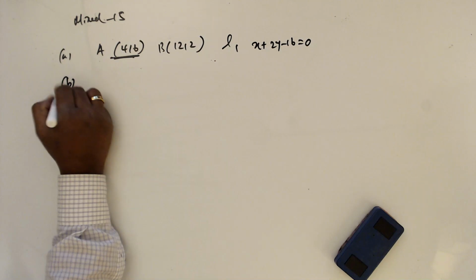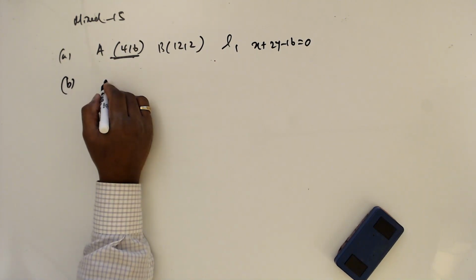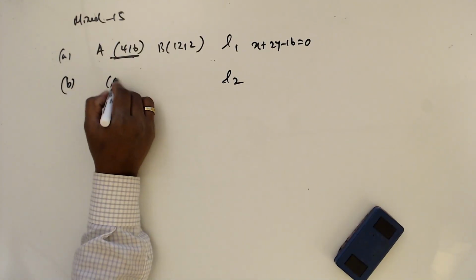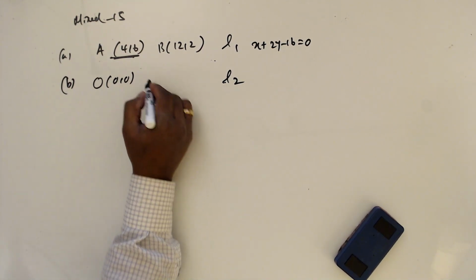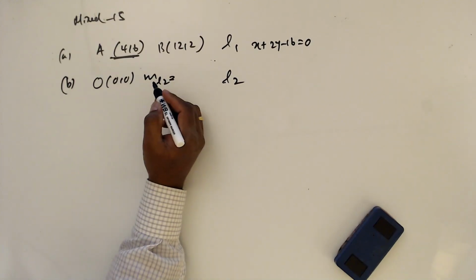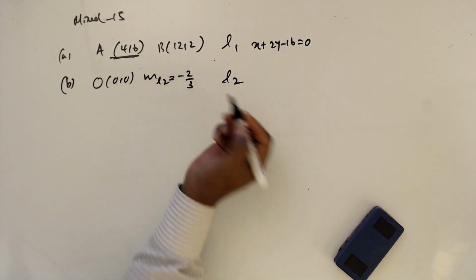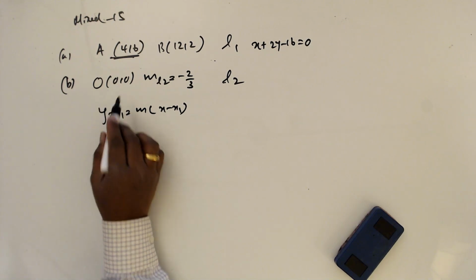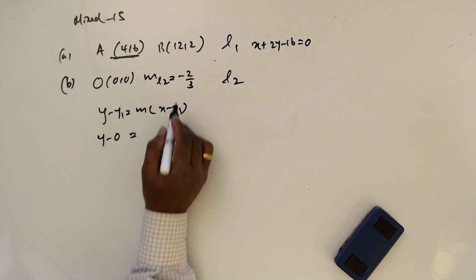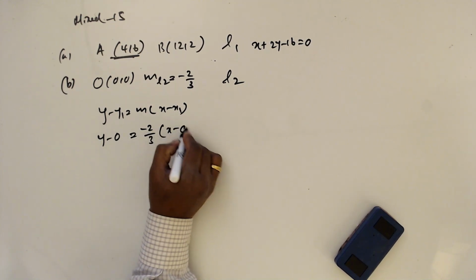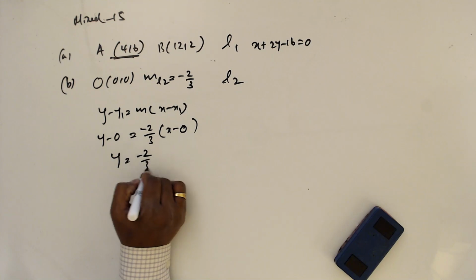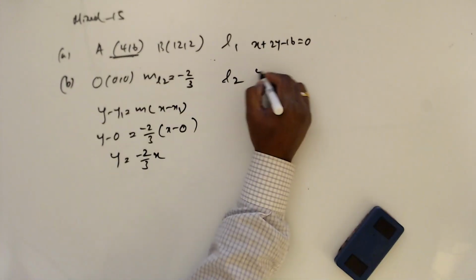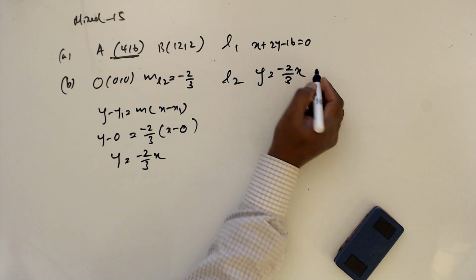Now part B, it is about the L2 line. It's going through the point 0, 0, O, and the gradient of L2 is given as minus 2 over 3. Now we will apply the formula y minus y1 equals m times x minus x1. So y minus 0 equals minus 2 over 3 times x minus 0. y equals minus 2 over 3 x. So the equation of L2 is y equals minus 2 over 3 x.